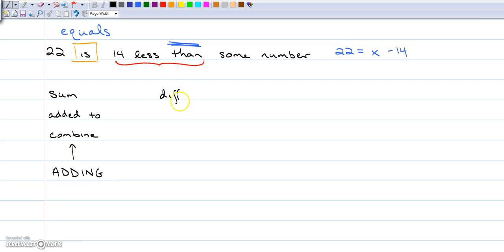Difference, between, those are words that talk about subtraction. Or minus, however you want to say it. I'm going to throw in less there too.